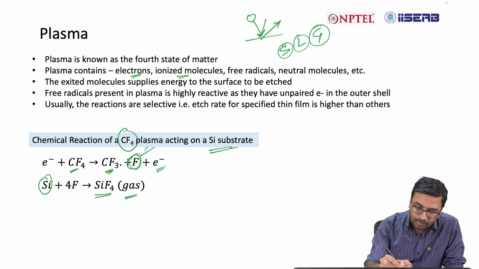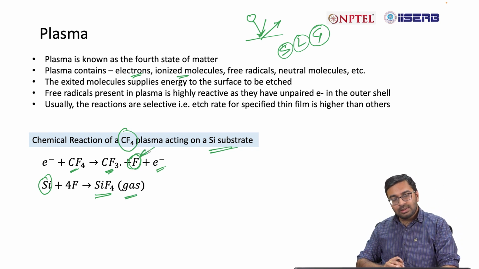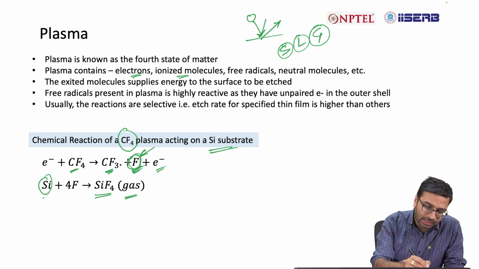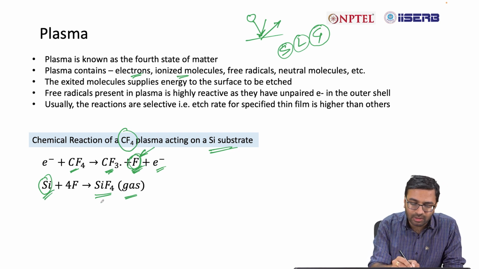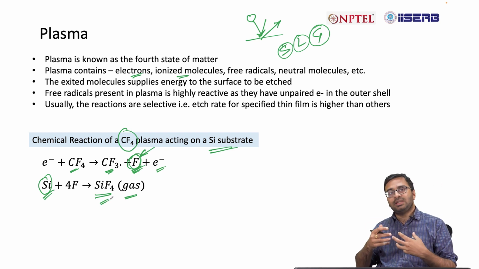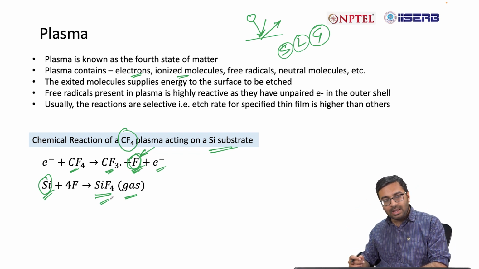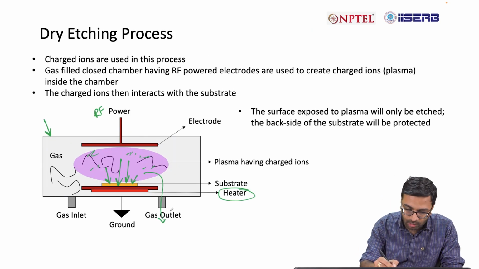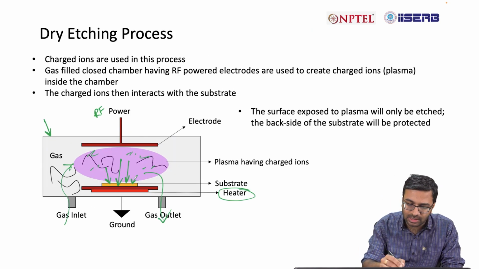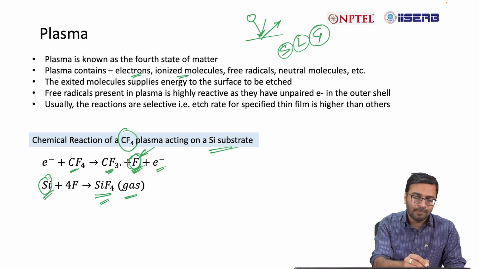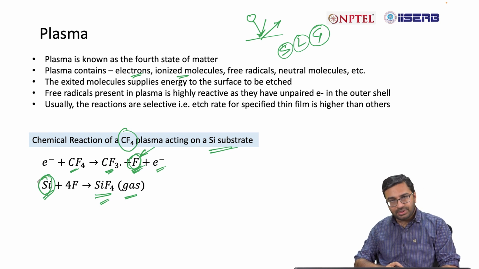So the plasma, that is the CF4 plasma, will have a fluorine atom from each molecule, and that element will react with silicon and will create SiF4 gas. Now once they form a gas, obviously the gas will then come out as a byproduct and the same gas can be taken out using the gas outlet. So, there is a gas inlet and then there is a gas outlet. So, the gas outlet is used to take out the byproduct. So, in this way you can actually etch silicon substrate.